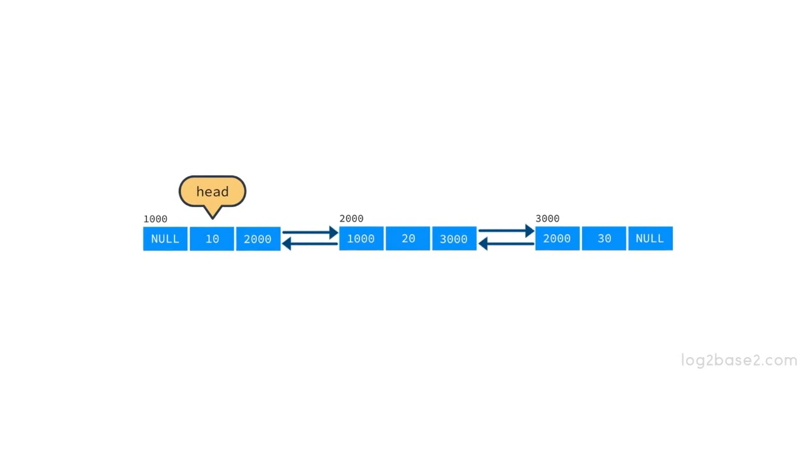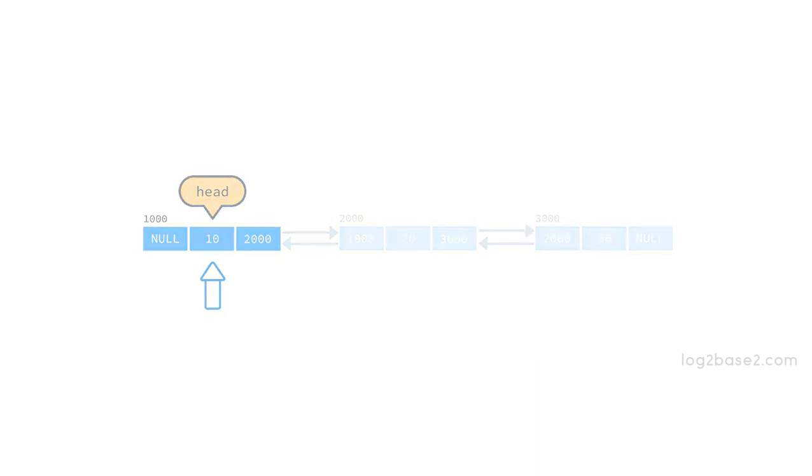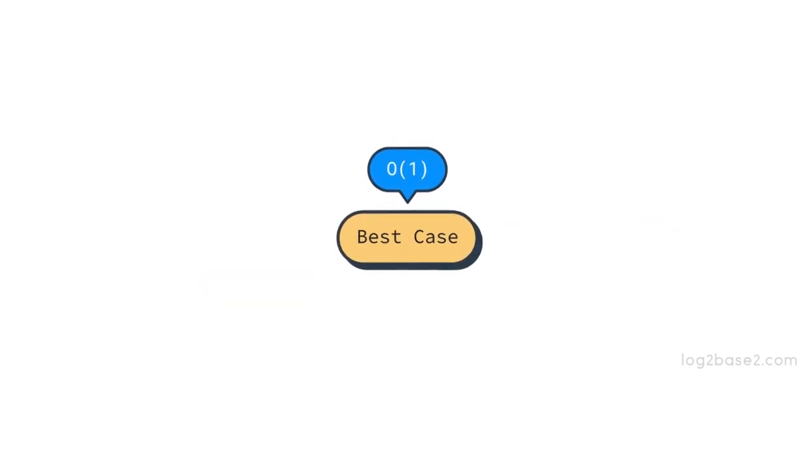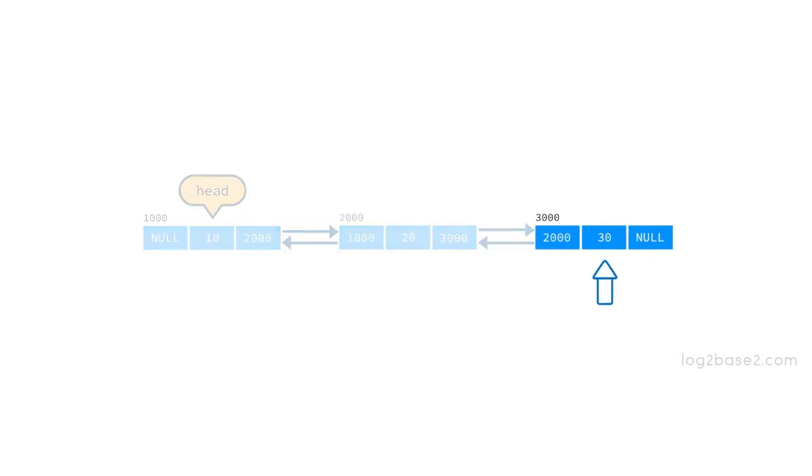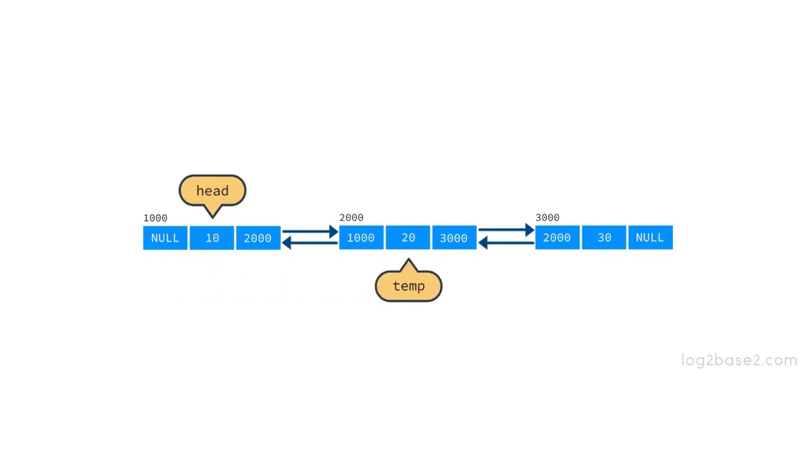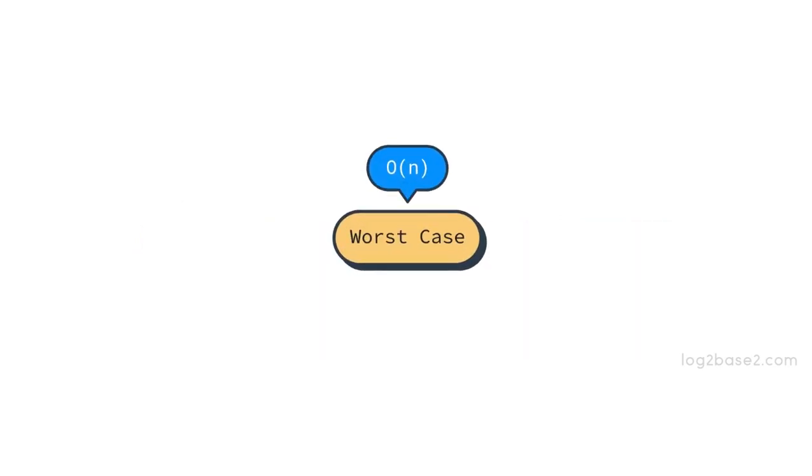Actually, the time complexity of deleting the node is order of 1. We can accomplish this task in constant time, but it is the time taken to find the node first. So the best case time complexity will be when the node to be deleted is the head of the linked list. So it will be order of 1. And the worst case will be when the node to be deleted is the last node of the linked list. Then you need to traverse the whole linked list to find it and then delete it. So if you have n nodes, then the worst case time complexity will be order of n.